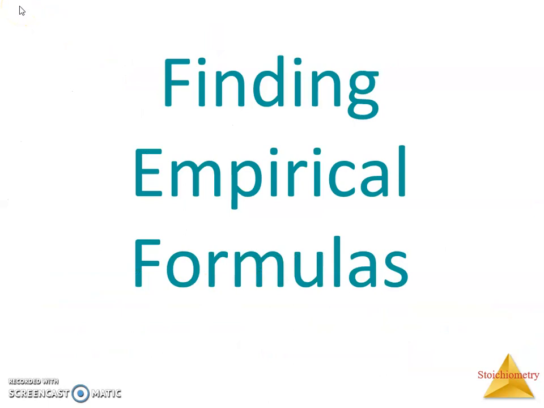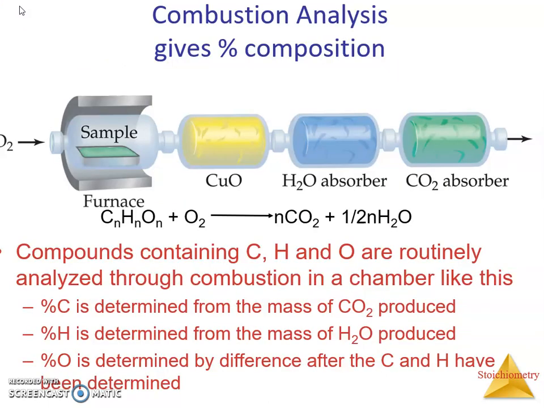Now, finding the empirical formula. Combustion analysis gives percentage composition. You have the sample here. You have O2, furnace, copper oxide, water absorber, and CO2 absorber. This is the way to set it up. First yellow, then here blue, then green. This is the furnace, O2 and CO2 half.